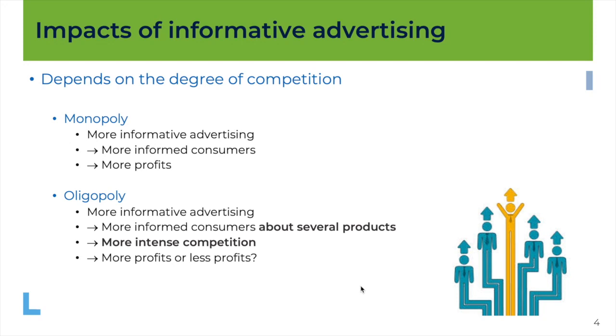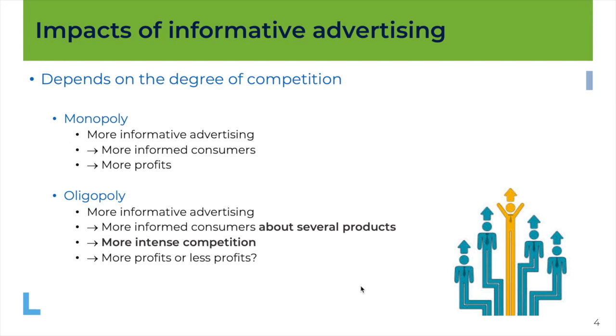If you have a single firm on the market, giving more information to consumers about the existence of the product and its price is something good for the monopoly. Clearly, if consumers don't know about your product, you cannot make any sales. And the more consumers are informed, the more you can sell and the more profits you can make. Right. Now, this intuition extends somehow to oligopolies.